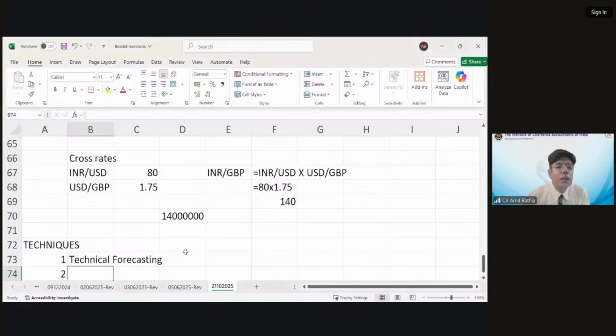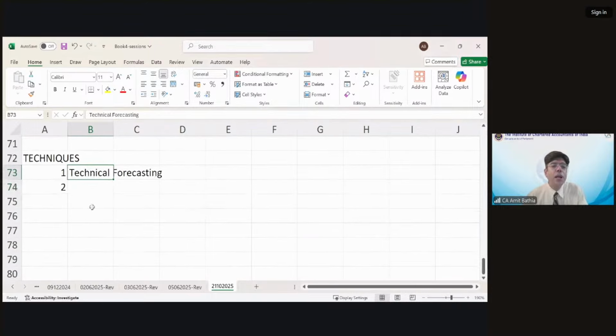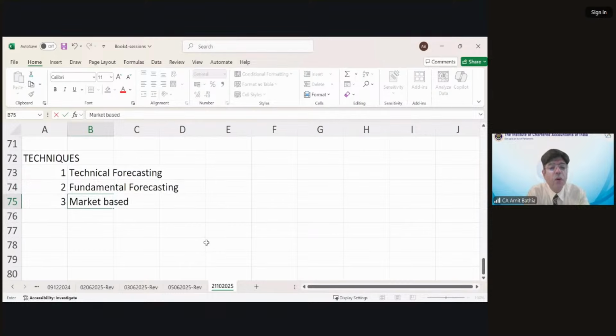All right. So technical forecasting is basically when you are essentially looking at the technical data, right? So just like you have technical analysis, you try to do what is anticipated based on whatever has been the past trend. So you try to do technical forecasting based on that. Next is fundamental forecasting. Fundamental forecasting, again, comes based on what are the fundamental values of the underlying currencies and what are the GDP movements which are expected to have an effect on the currencies. Third is market-based forecasting.